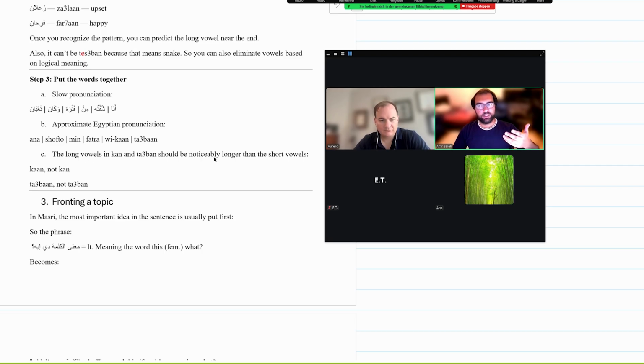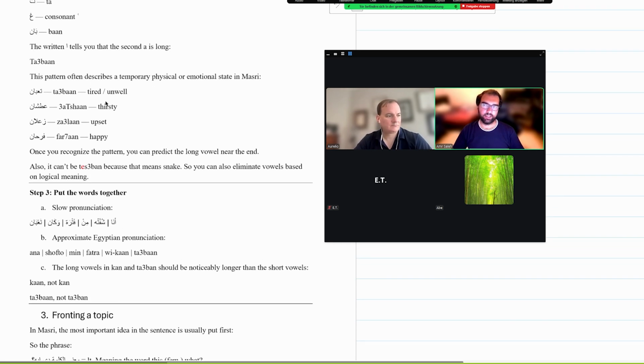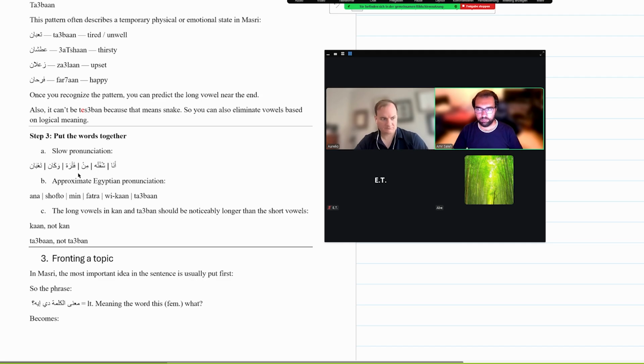And when you speak it, words like kan, taban are going to be obviously a bit longer than the diacritics where you have an a at the end. So this is again how do you know it? From the rhythm. Taban has a longer vowel than fatha.